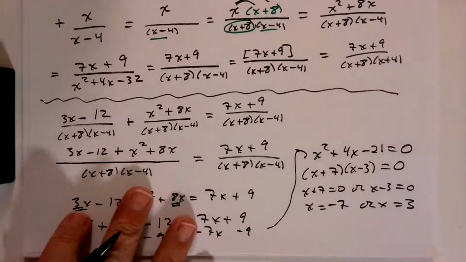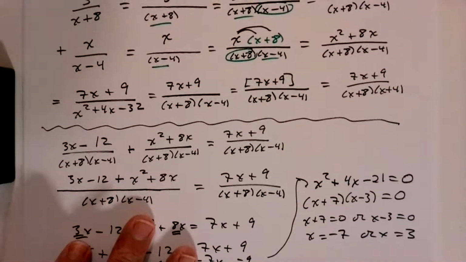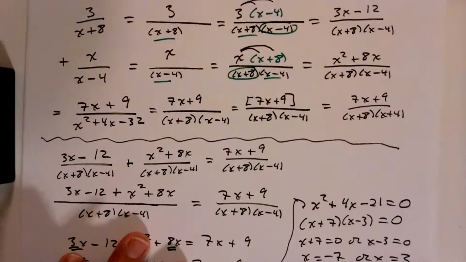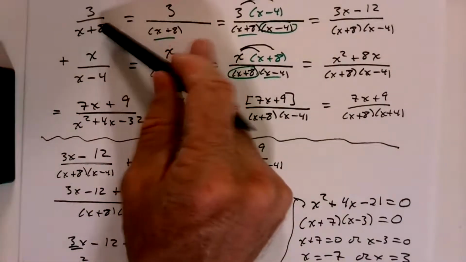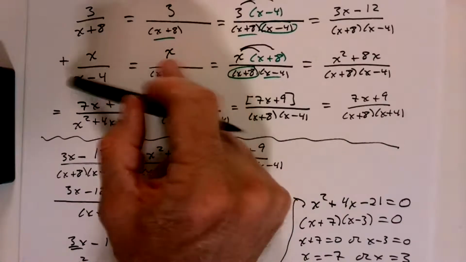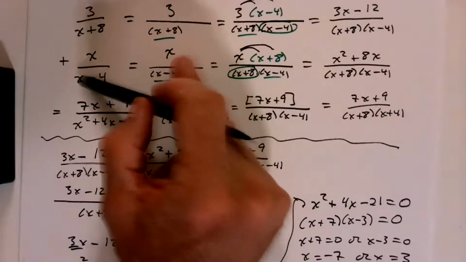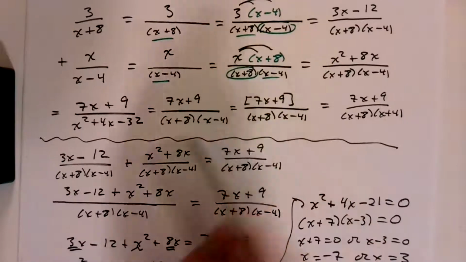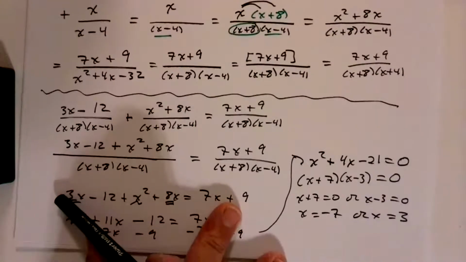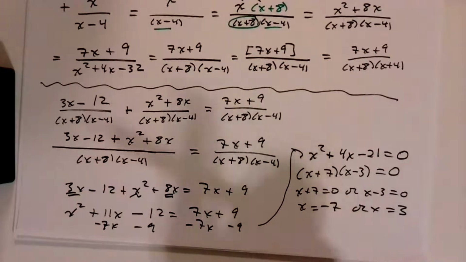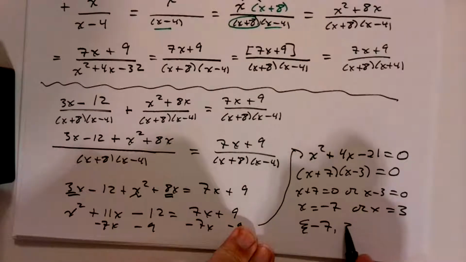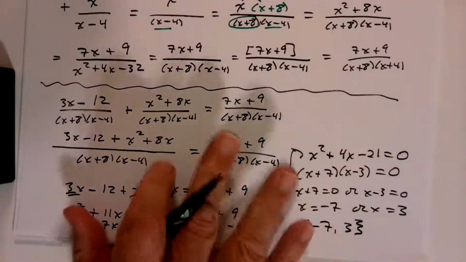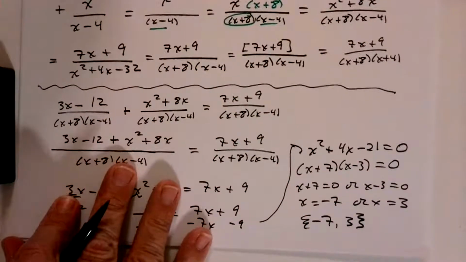Now let me check. Are those allowable? In my original question, I had x + 8 downstairs, so x cannot be negative 8. Well, it isn't. I had x - 4 downstairs. x cannot be 4. It isn't. So indeed, both the negative 7 and the 3 answers work. So my answers to that question are, indeed, negative 7 and 3.